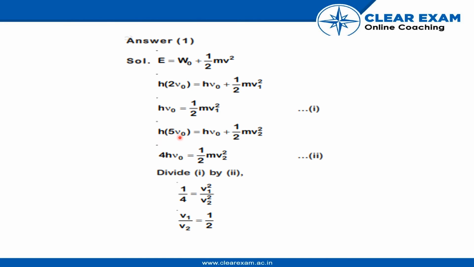h into 5ν₀ is equal to hν₀ plus half mv₂². So hν₀ times 4 is equal to 1 by 2 mv₂². So when we divide equation 1 by 2, 1 by 4 is equal to v₁² divided by v₂², which means the ratio of V₁ to V₂ is 1 ratio 2.